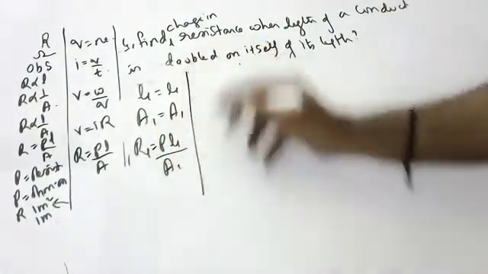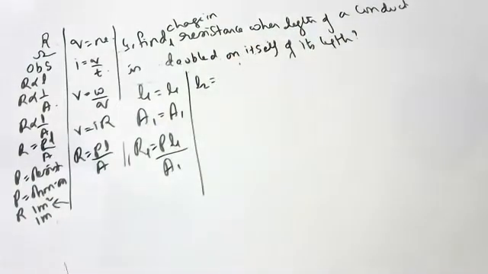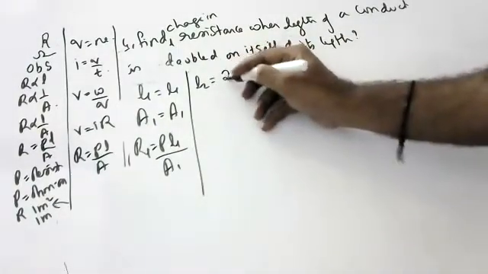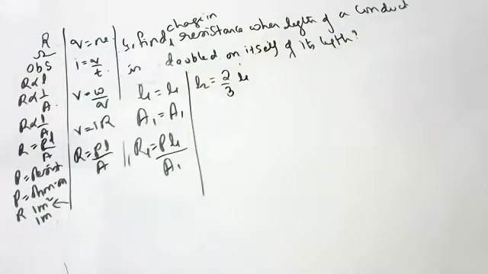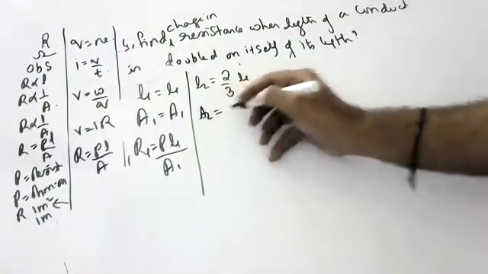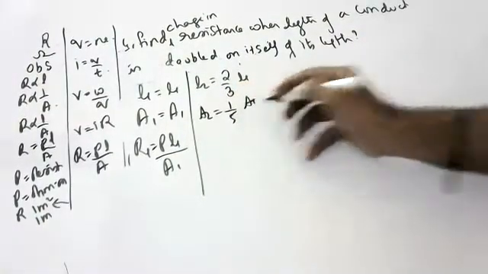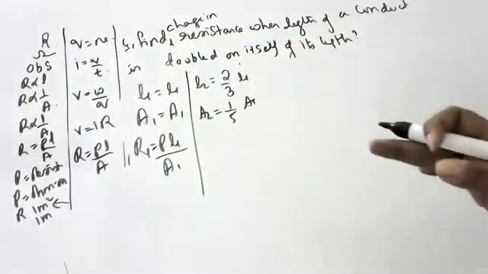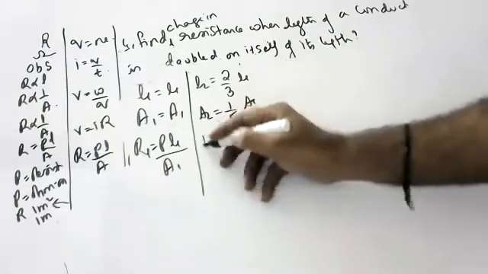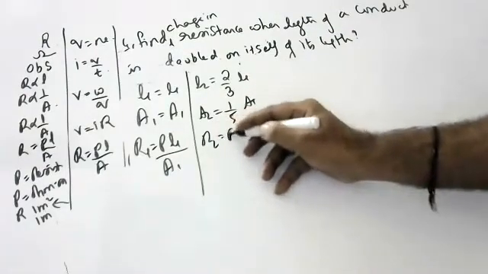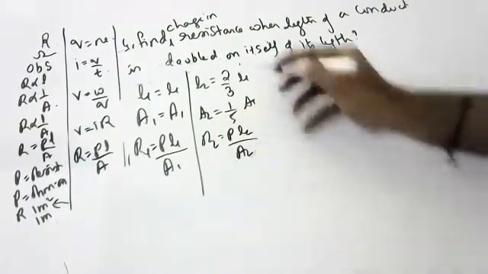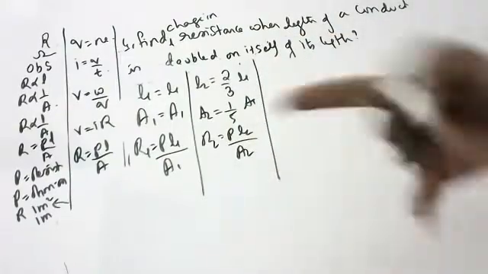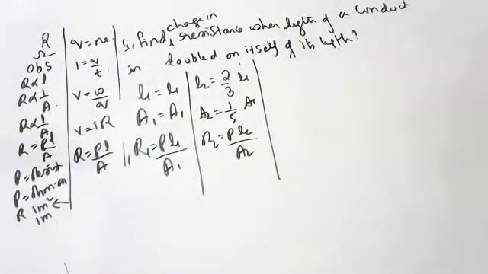Those who didn't understand: suppose L2 is 2/3 of original and A2 is 1/5 of original. Anything, you take your own number, children. Whichever you want, I will take. Find the change in resistance, R2 equal to rho L2 by A2. Find the change and the percentage increase or decrease. After that the final answer will come.